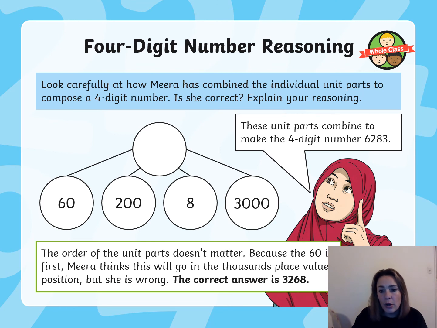Although the order of the unit parts doesn't go from thousands, hundreds, tens and ones, they're a bit muddled, it is not correct because the 60 is first. It's not in the right place. If you have... 3,268 is the correct answer.